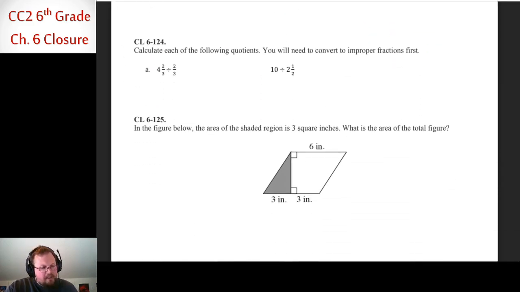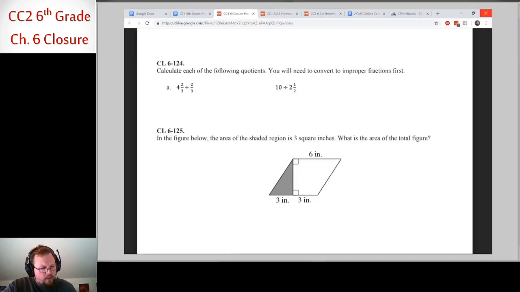Okay. To calculate these quotients, I did add a reminder that you need to convert to improper fractions first. So if I'm dividing here, I need to do 4 times 3 to get 12, plus 2, which is 14 thirds. And then I still have this division sign by 2 thirds. There's a shortcut to dividing. We've gone over it earlier in the chapter.